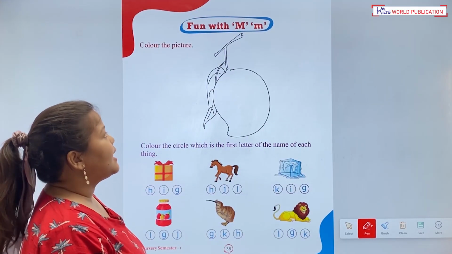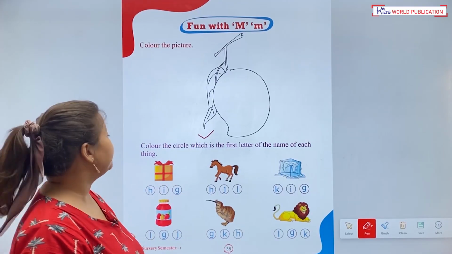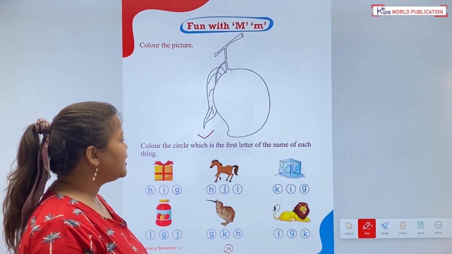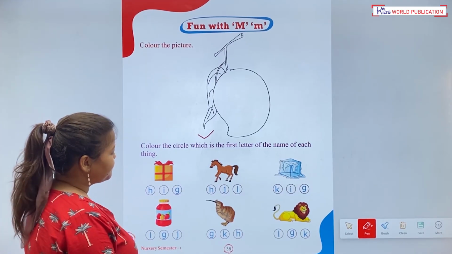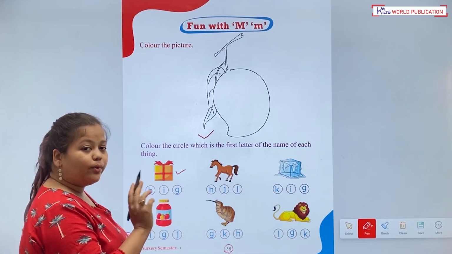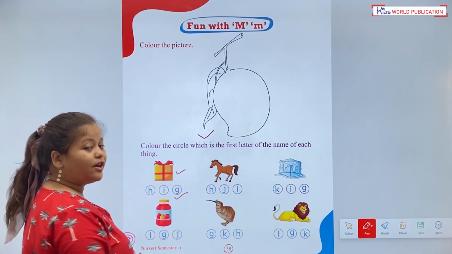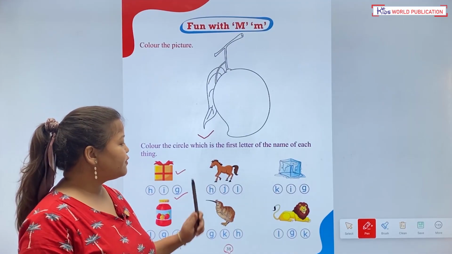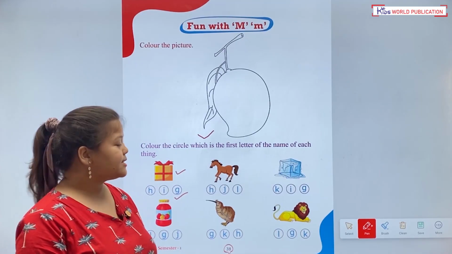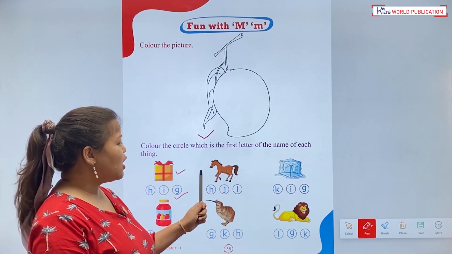Fun with M. Ma. Color the picture. So kids, you will color this picture. Color the circle which is the first letter of the name of each thing. So kids, this is the picture of gift. H-I-G. You will color the alphabet G because G is the first letter of gift. This is the picture of horse. H-J-I. So the right answer is H. You will color this circle because H is the first letter of horse.